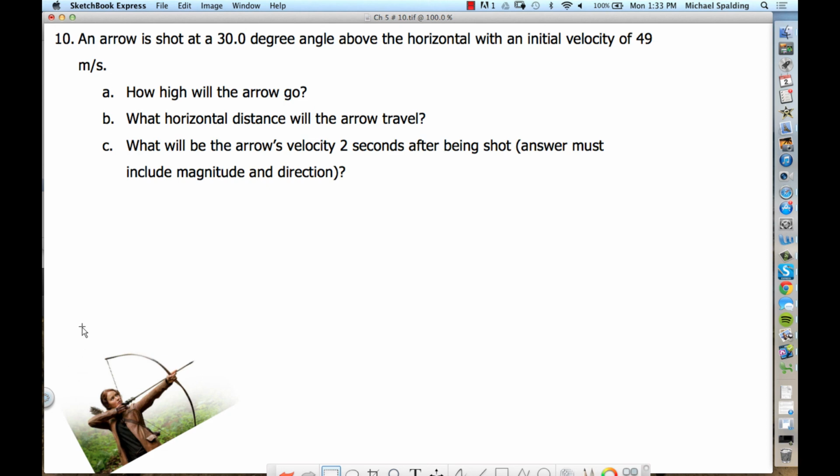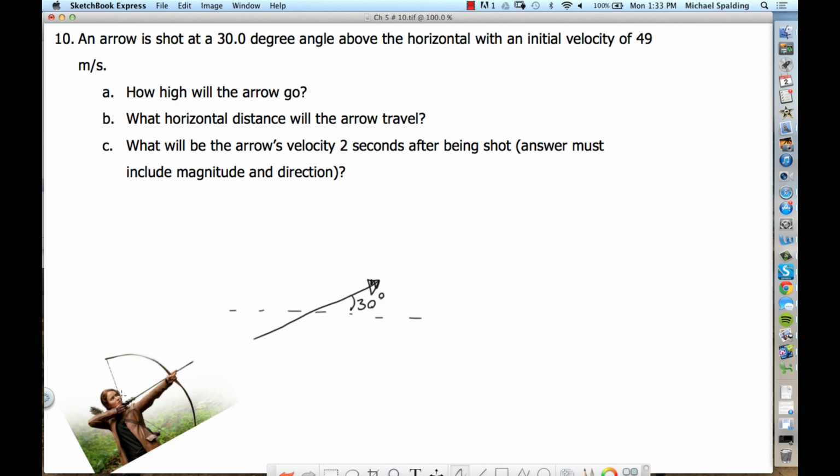Okay, we have an arrow. This arrow is shot 30 degrees above the horizontal, like we said. So if this is the horizontal right here, you can put the horizontal anywhere. Something traveling 30 degrees above the horizontal means that the velocity is pointing above the horizontal like that, okay?